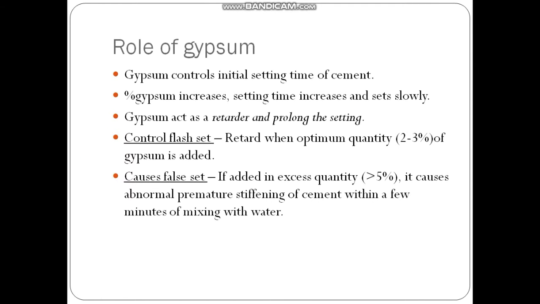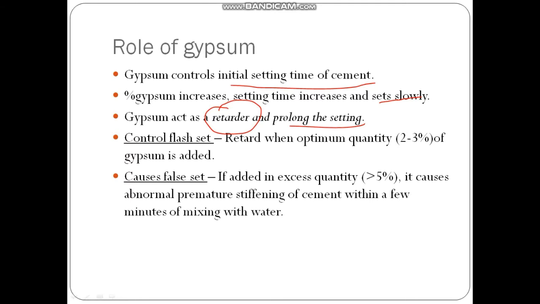So the role of the gypsum. The role of the gypsum is very important because it controls the initial setting time. As the percentage of gypsum increases, setting time increases and it sets slowly. So it acts as a retarder and prolongs the setting.